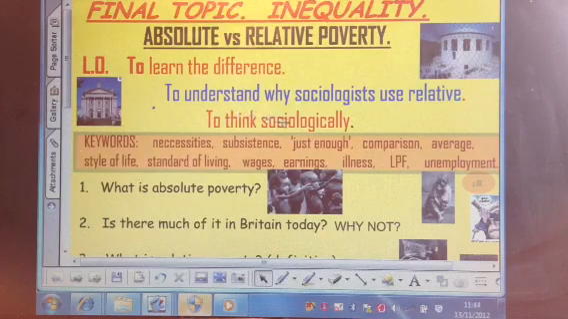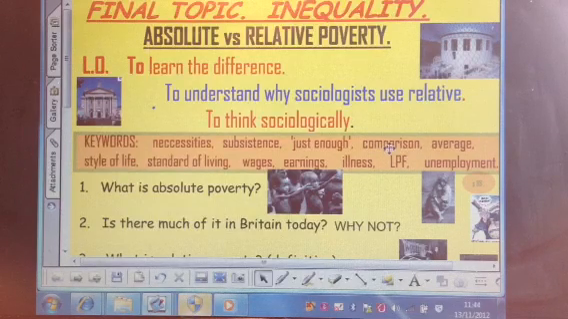We're going to think sociologically. Talked about this many times. You've got to have the sociological perspective. Keywords: necessities, subsistence, just enough, comparison, average, style of life, standard of living, wages, earnings, illness, unemployment. Okay, so necessities of life, things you must have. Subsistence, meaning if you're just about getting enough, if you've got just enough, you are subsisting.